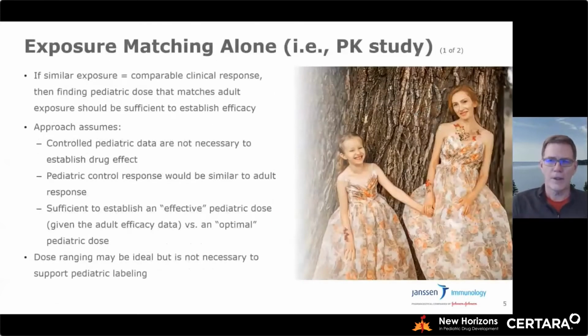If achieving a similar exposure is believed based on existing knowledge to produce a comparable clinical response, then finding the pediatric dose that matches the adult exposure should be sufficient to establish pediatric efficacy. This approach assumes that controlled pediatric data are not necessary to establish drug effect, whether based on previous pediatric trials or evidence that the pediatric control response would be similar to the adult response.